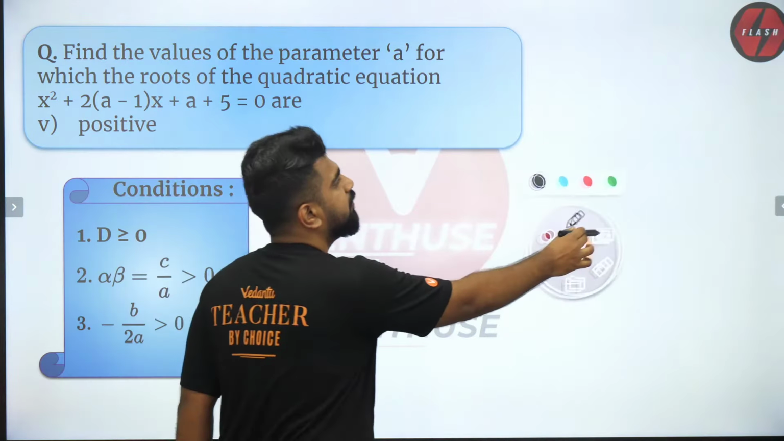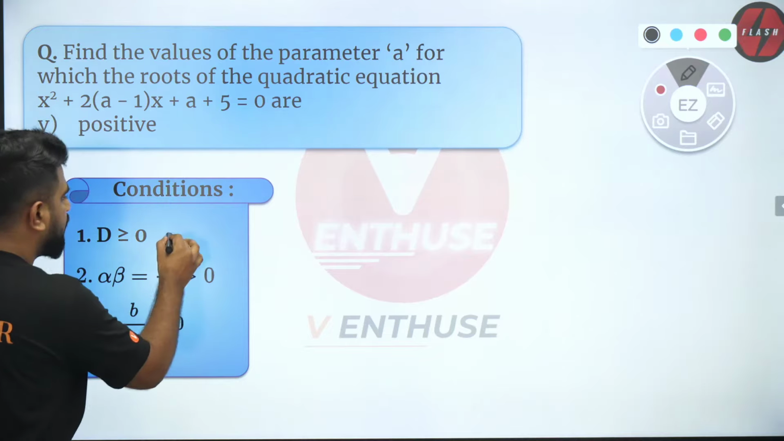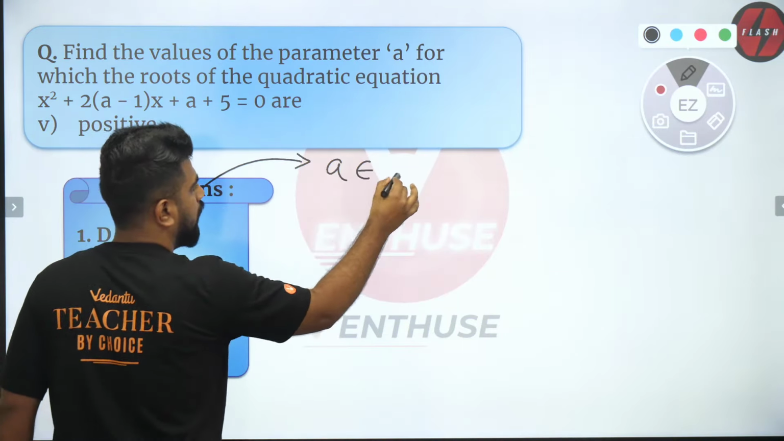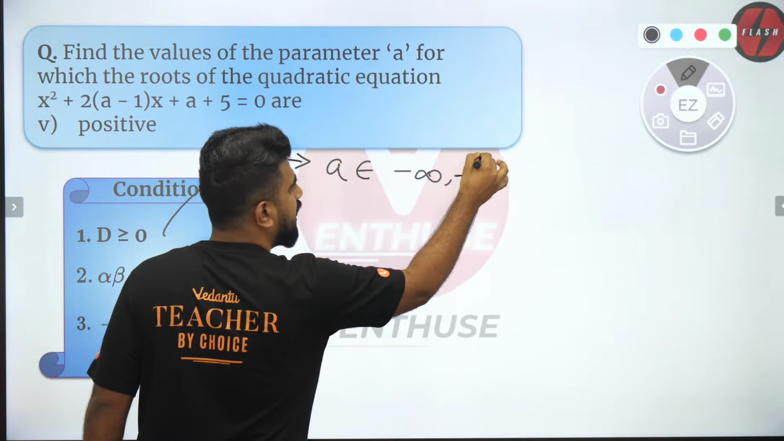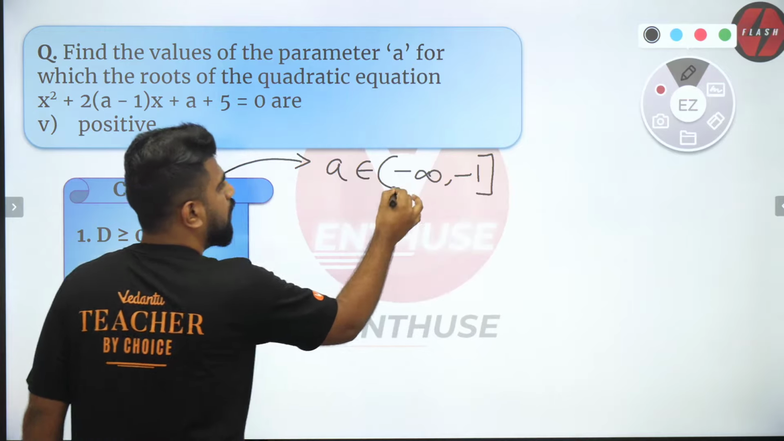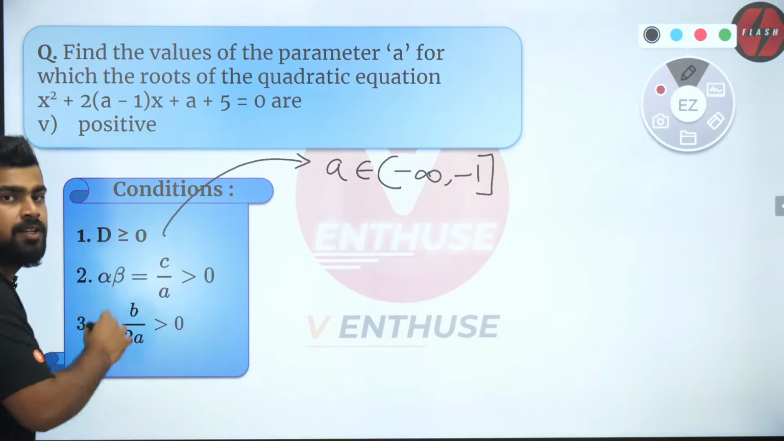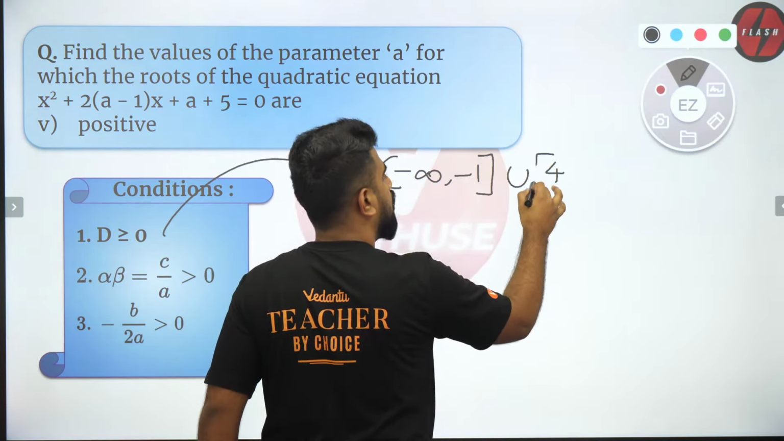Let's solve it and see if we get a common solution. So first condition is what? We already solved it. So a belongs to (minus infinity, minus 1]. Here I'll put a square bracket. Why square bracket? Because they said equality also. Equality is there, na? So I will put square bracket at minus 1 and 4 also.